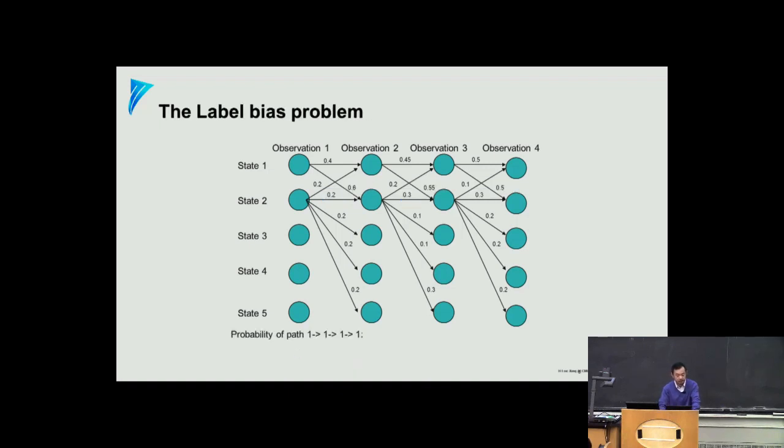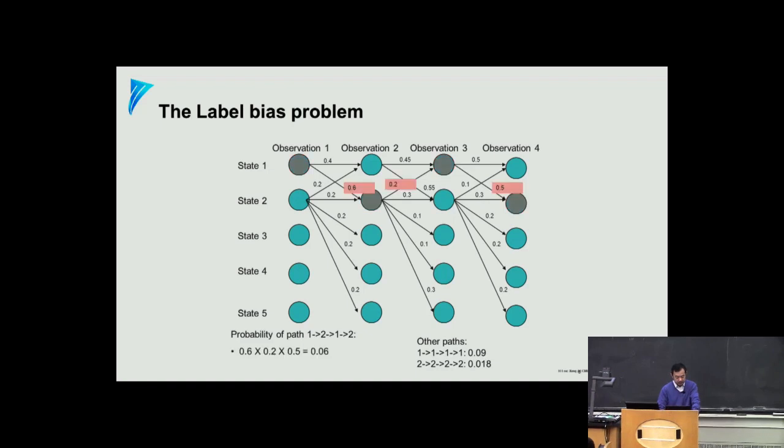Now let's score all possible paths and see in practice what is most likely in this model. Let's see this path, 1, 1, 1, 1. You just calculate the joint probability, which is going to be 0.09. And how about another state sequence, 2, 2, 2, 2? 0.018, much smaller.